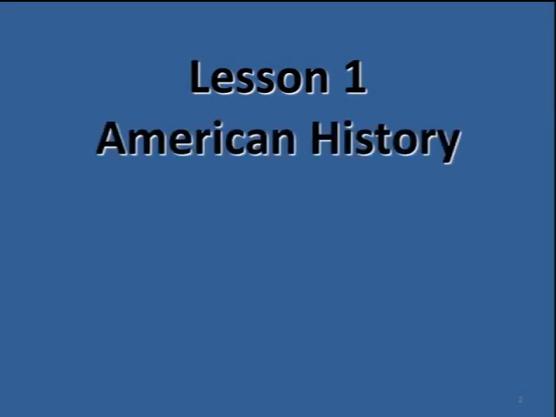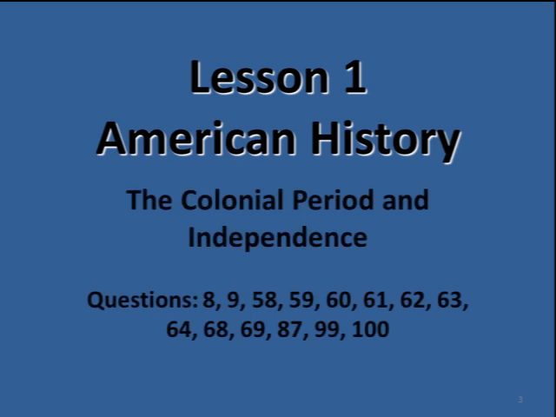Lesson 1. American History. The Colonial Period and Independence. This lesson discusses the colonial period of the United States and how the 13 original colonies won independence from Great Britain. The colonial period is from the early 1600s, when the first European settlements were created in North America, until 1776, the year the 13 original colonies declared their independence from Great Britain. The lesson is divided into 4 sections.